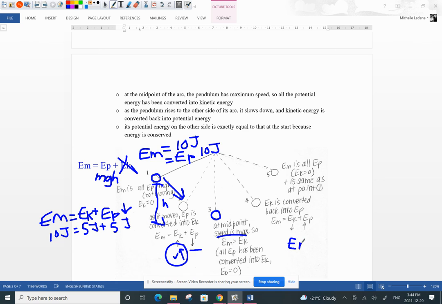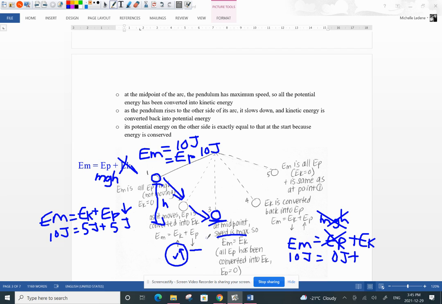So EP plus EK is equal to the mechanical energy. Again, mechanical energy is not changing. It's going to be the same value all the way across. This object has now no height above the ground, right? It's now at a height of 0. So that means that mgh, with h being 0, has a value of 0. So all of this energy is now in kinetic energy.